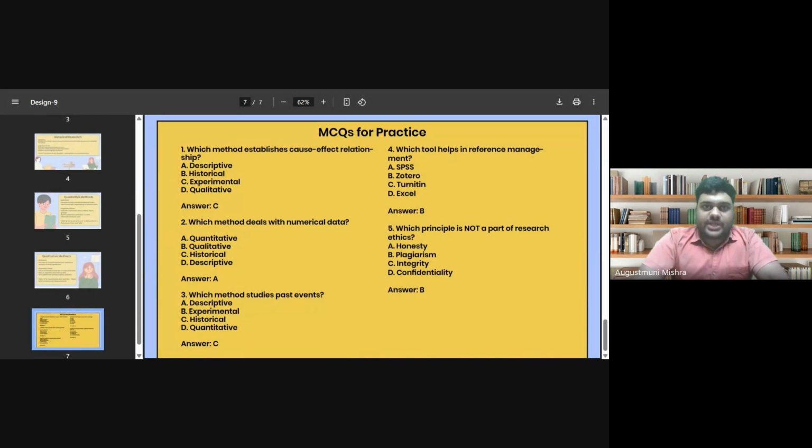So I have shared the PPT. I think it is visible. The first question is: which method establishes a cause and effect relationship? The answer is C, experimental. Can anyone tell me, by unmuting yourself, why answer C, experimental, is correct? I just want to understand the basic reason behind this.